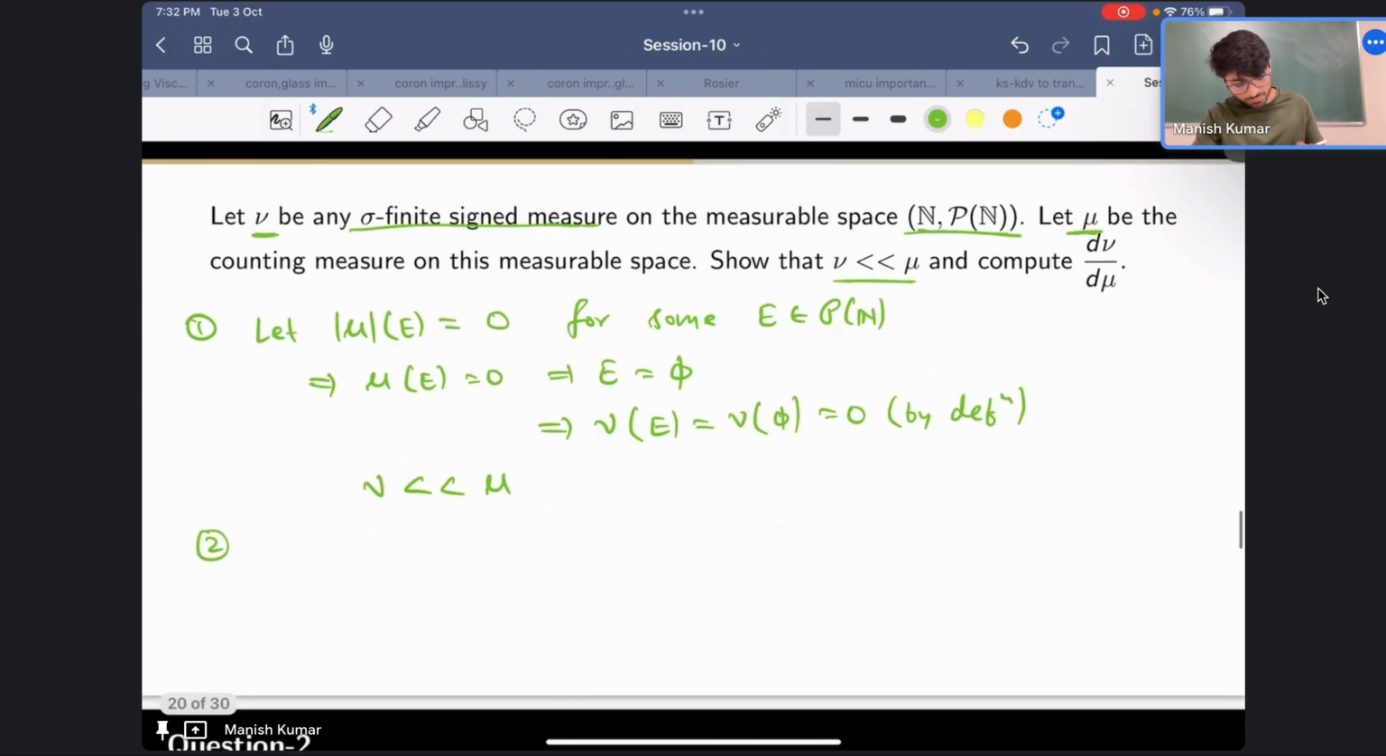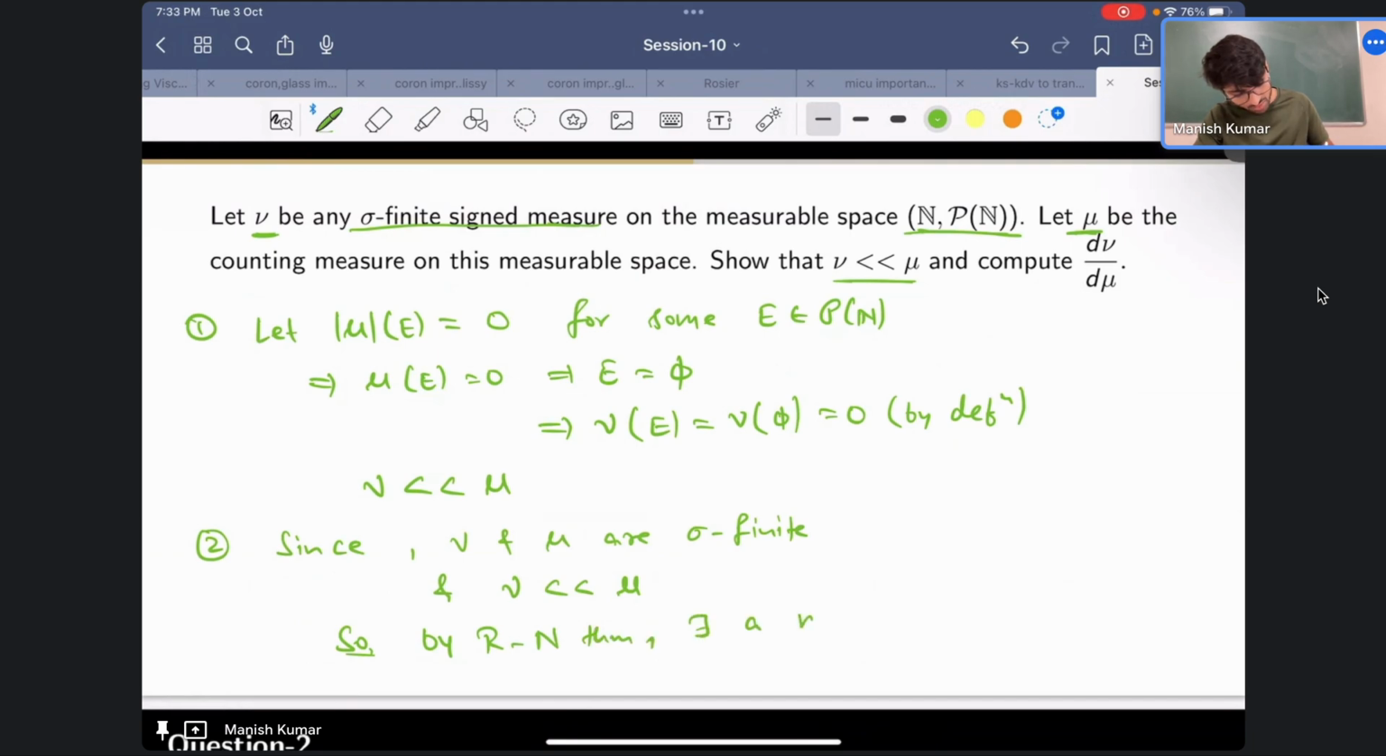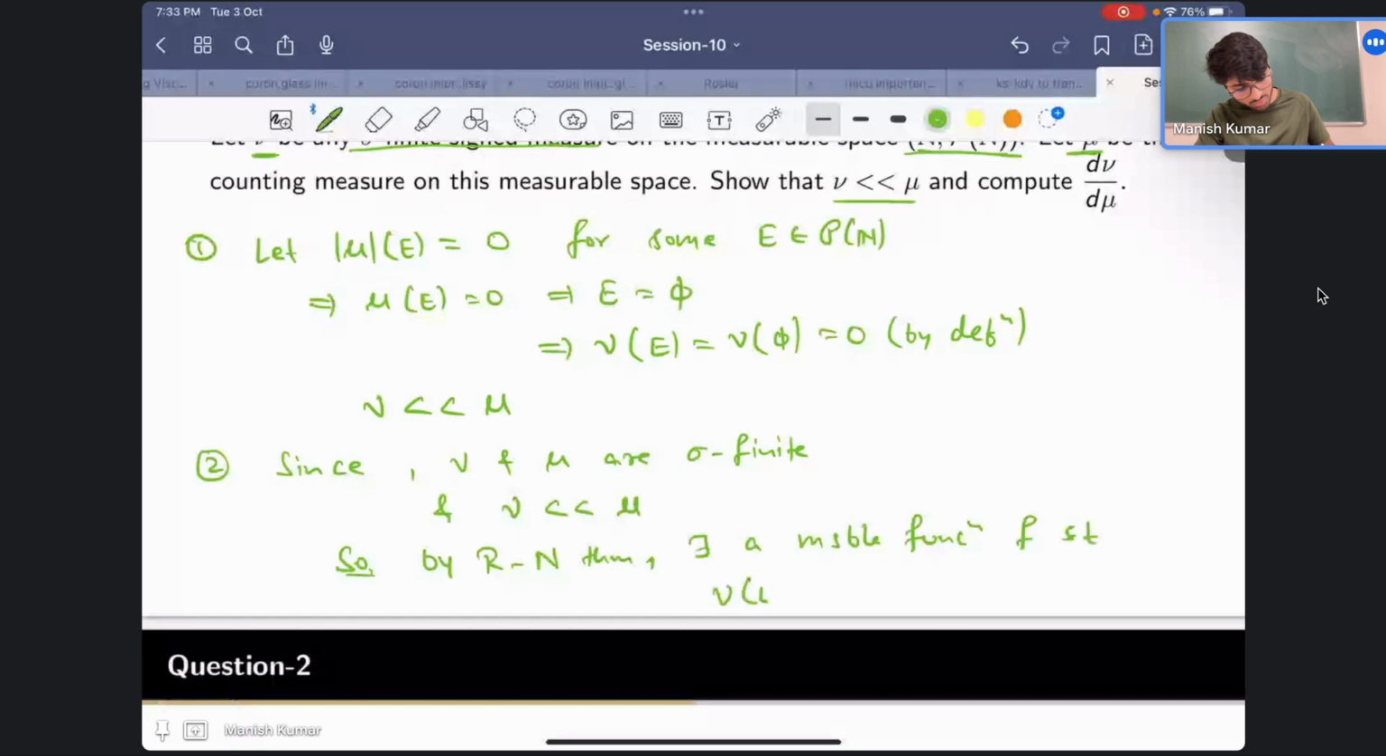And both are sigma finite, right? So since μ and ν are sigma finite, and ν is absolutely continuous with respect to μ, by the Radon-Nikodym theorem there exists a measurable function f such that ν(E) you can write as the integral of f dμ over this E. So this is known to you. Now the question is what this f will be.